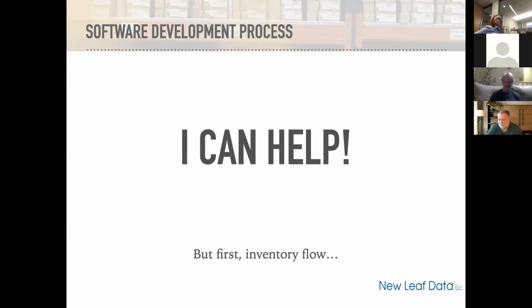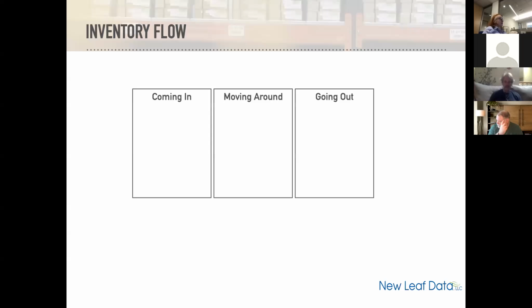Here's what I want to say. I can help. And obviously I can help with the inventory system. But first, let's clarify what the inventory flow is. It's very, very simple. You have things that come into your place. You have things that move around your place. And you have things that go out of your place.